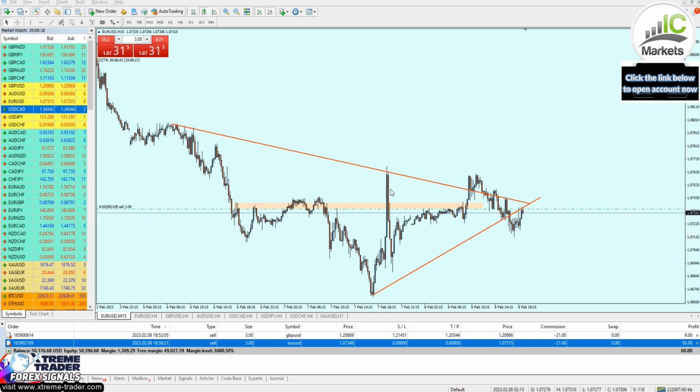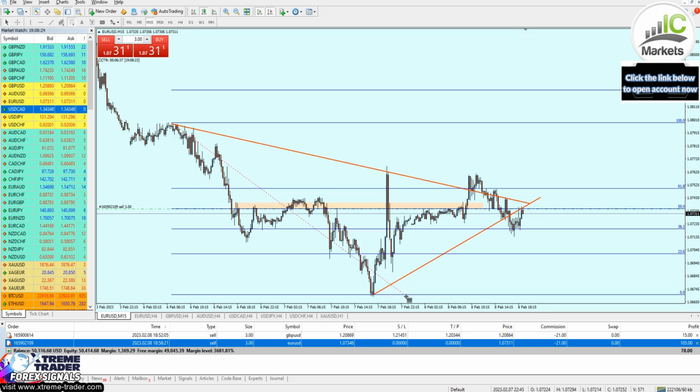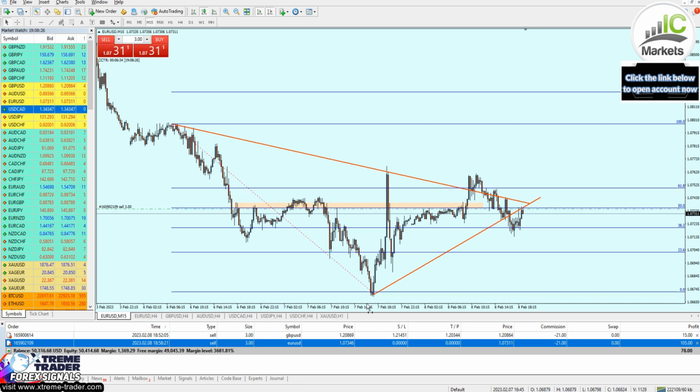Now for the stop loss and take profit level, what we will do is simply draw a Fibonacci retracement from the beginning of the triangle to the end of it, just like that. Now our stop loss is going to be placed just right there where we have already started the triangle. Now the take profit level is going to be placed just right there at 23.6, just like that.